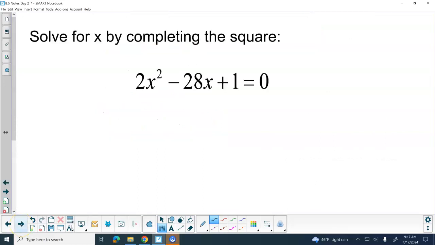So let's solve this one by completing the square. Okay. So step 1 said we need to space out our equation. So then this would be 2x squared minus 28x equals negative 1.